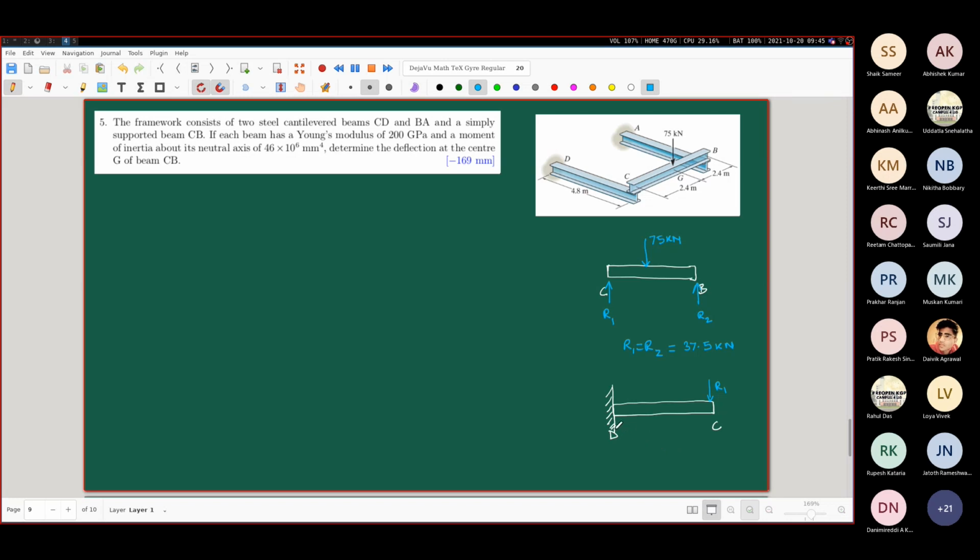So it's like this, that this beam is going to bend down under the influence of this reaction, under the influence of this R1 force, and when it bends down, because the beam BC is placed on it, that also moves down.